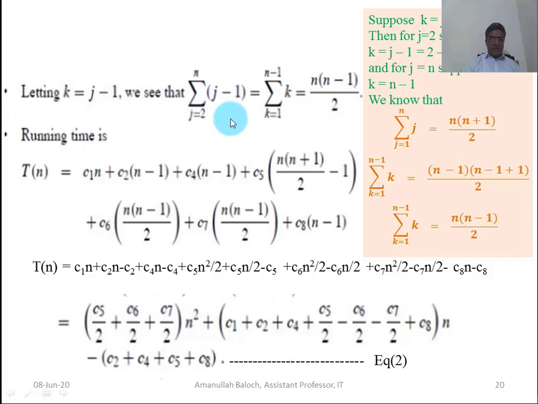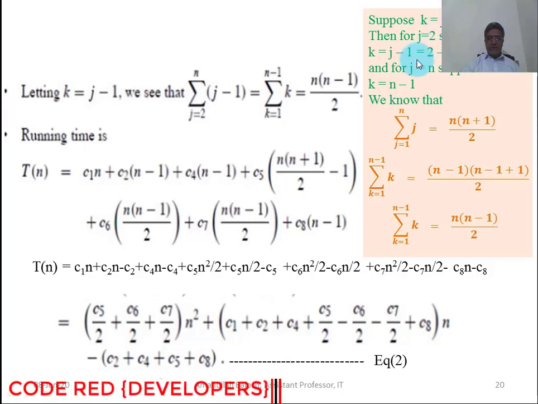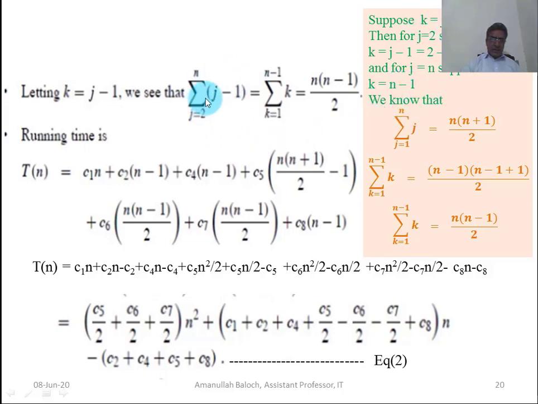We suppose that j minus 1 equal to k. Suppose k is equal to j minus 1. Then for j is equal to 2, we put here 2, and k becomes 1, because 2 minus 1 is equal to 1. For j is equal to n, k is equal to n minus 1. Here we put n, because j is equal to n, and k becomes n minus 1. So this scenario will be transformed into this one.